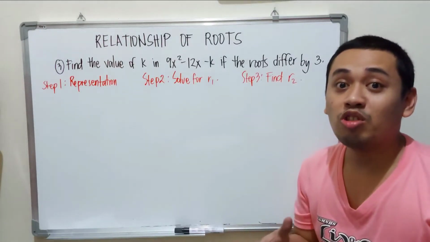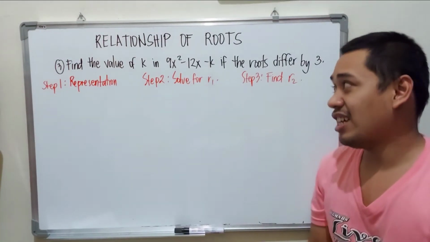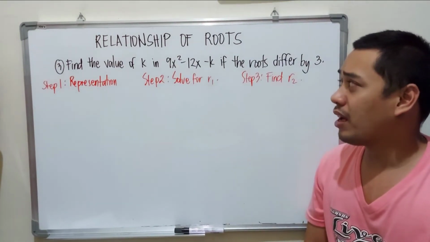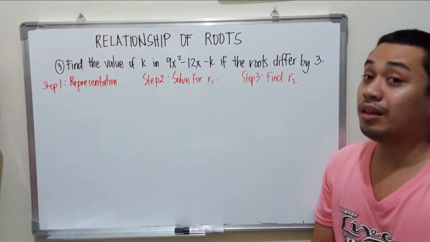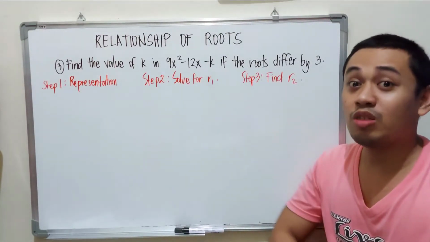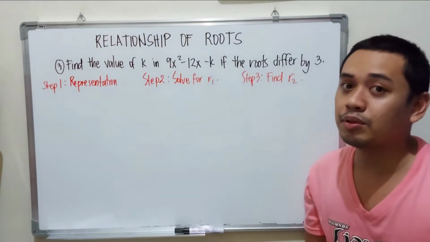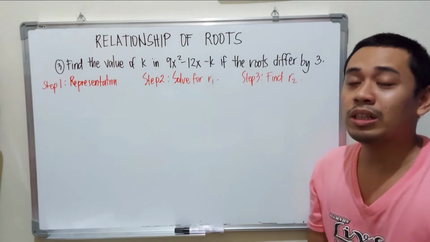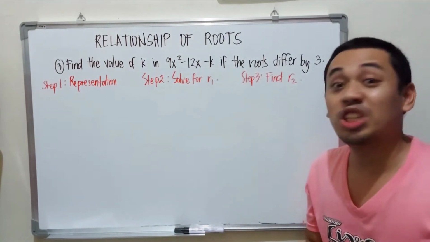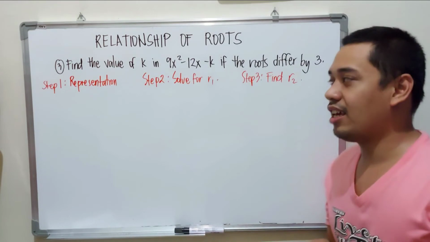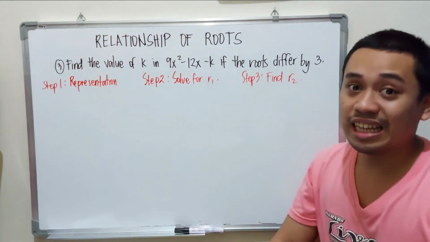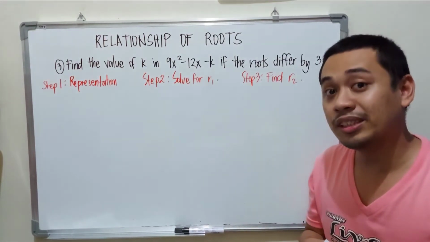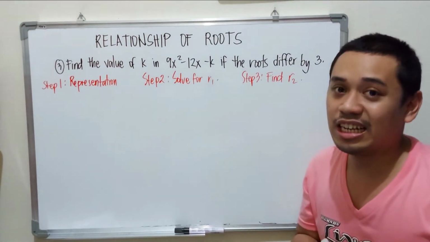So ayan guys, we're down to our last example. It says here that find the value of k in 9x squared minus 12x minus k if the roots differ by 3. Since word problem na siya, it will be entailing several steps to solve for the value of our missing k. Also, it will take you time to check the answer. Kailangan natin mag-checking. So for step 1 is representation. So mag-a-assign muna tayo ng values or ng variable to represent yung mga parts na kailangan nating i-solve.